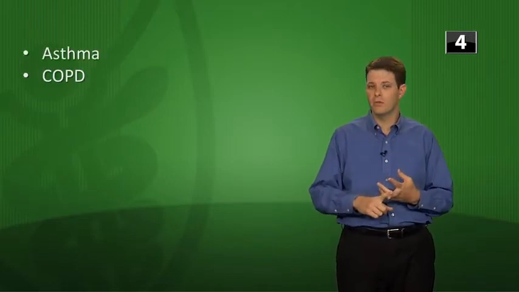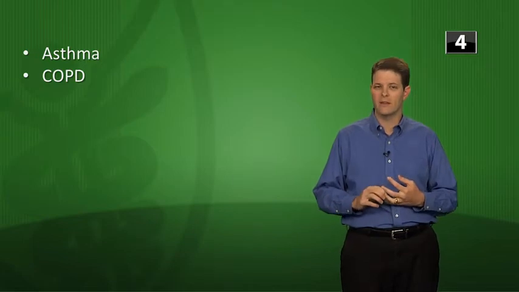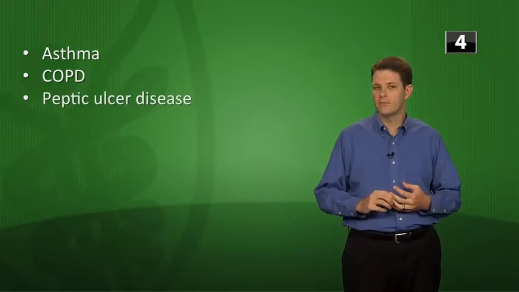And then, what conditions can be made worse by using cholinomimetic agents? So cholinomimetics can cause bronchoconstriction, so they might make asthma or COPD worse. And then acetylcholine also stimulates stomach acid secretion, so they might exacerbate peptic ulcers.